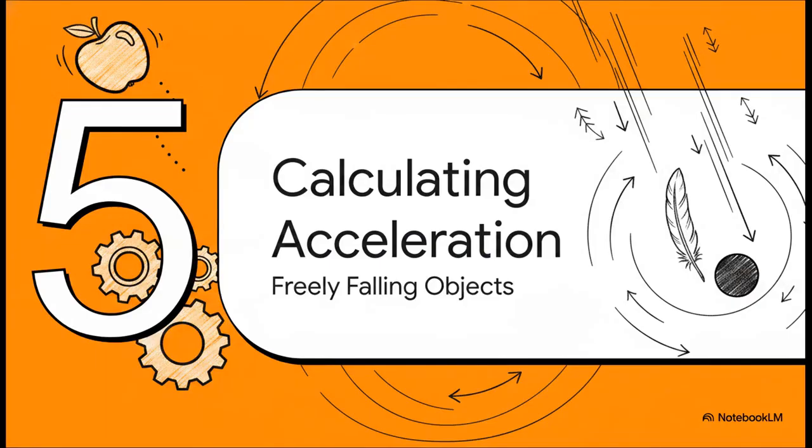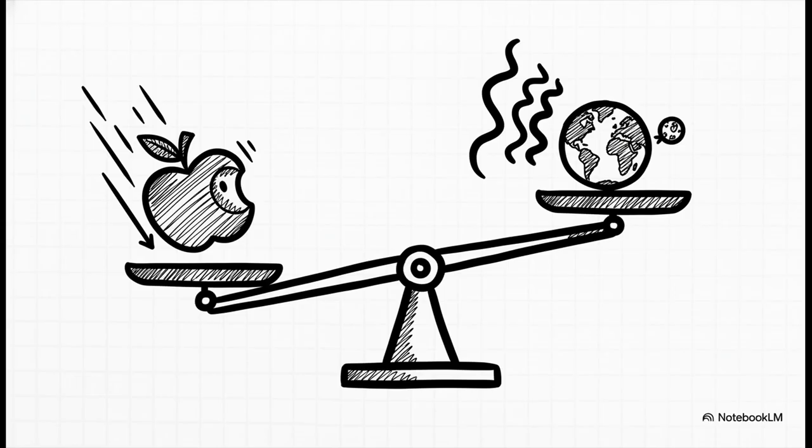Now for section 5, calculating gravitational acceleration. According to Newton's second law, any force acting on a body results in acceleration. In our case, we call this the acceleration due to gravity, denoted by a small g. The math here is really straightforward.